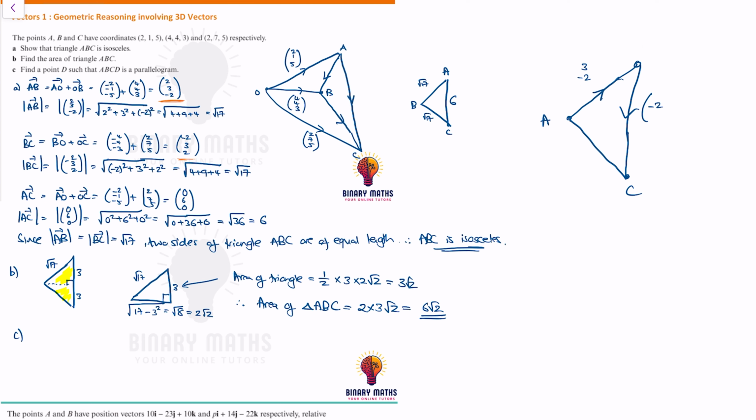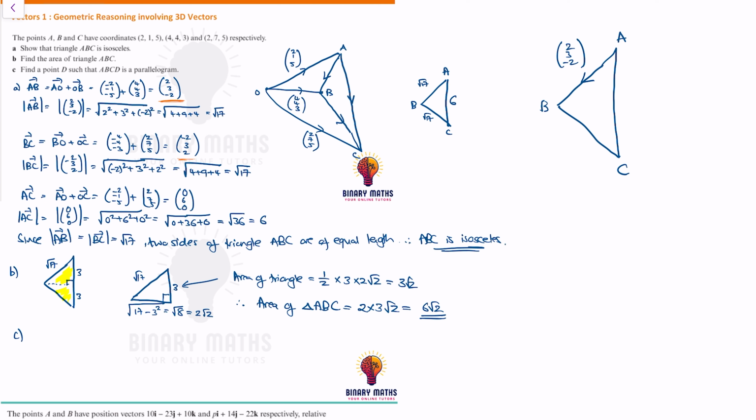Let's redraw this because I feel like I've made a mistake. A triangle looks something like this, okay? A is here, B is here, and C is here. So we know A to B is equal to (2, 3, -2). B to C is equal to (-2, 3, 2). And A to C is equal to (0, 6, 0). Now D is a point, so it's a parallelogram.